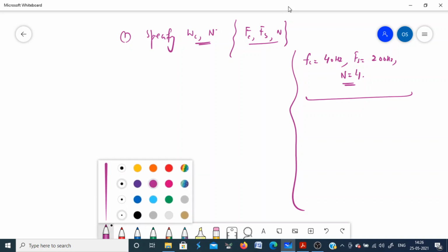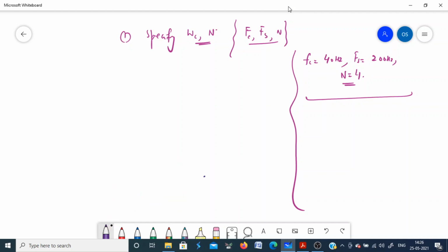Okay, so how will you do it? First you have to compute omega c. If omega c is directly given to you in the form of between 0 and 2 pi, then it is okay. But if it is given in the form of frequency in hertz like this, you have to compute omega c first. So omega c will be equal to 2 pi fc by fs. So you'll get 2 pi into fc, that is 40 upon 200. You'll get 0.4 pi.